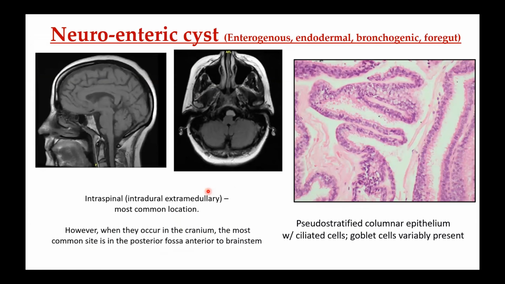Neuroenteric cysts can occur even though they're largely spinal. We can see these cyst structures in the brainstem, pretty uncommon. They're either called enterogenous or endodermal, or bronchogenic, or foregut cysts. They can have pseudostratified columnar epithelium with ciliated cells, including goblet cells.